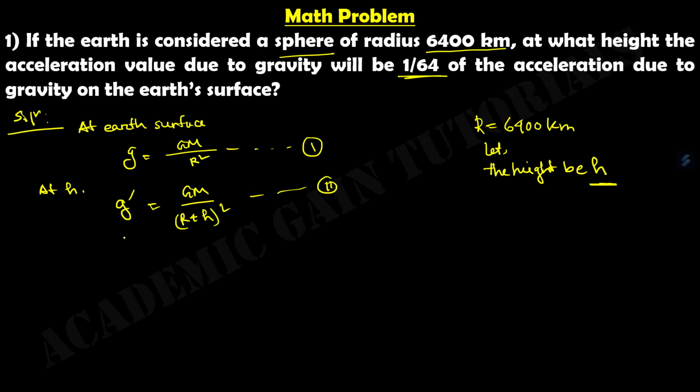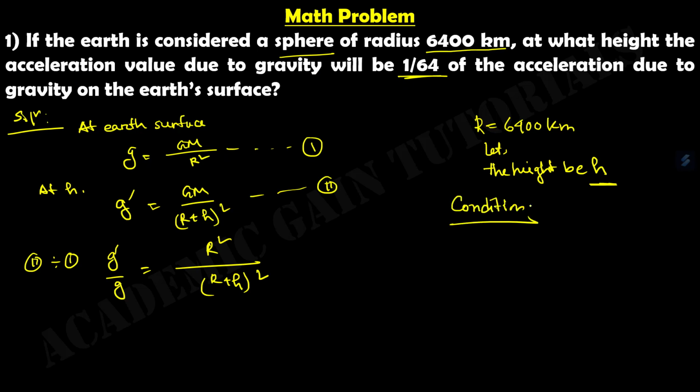So if I divide equation 2 by 1, then I will get g prime by g is equal to r square by (r plus h) whole square. Here a condition is given. This condition is that our acceleration due to gravity will be 1 by 64 of the acceleration due to gravity on the earth's surface. So at what height?